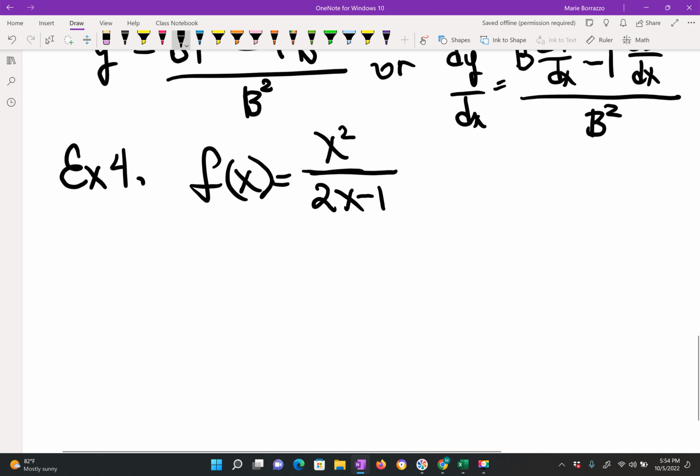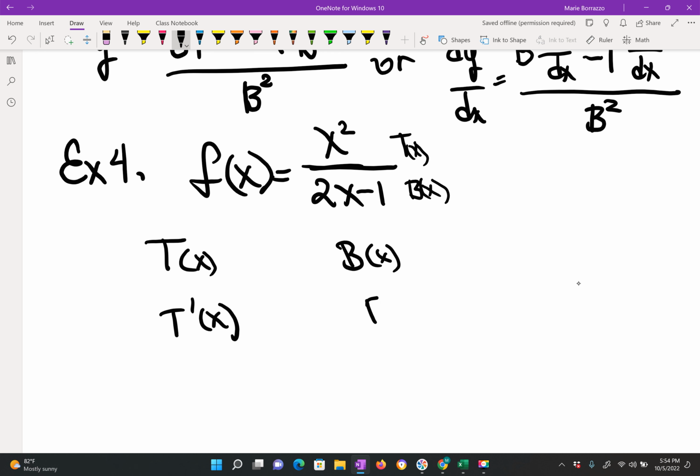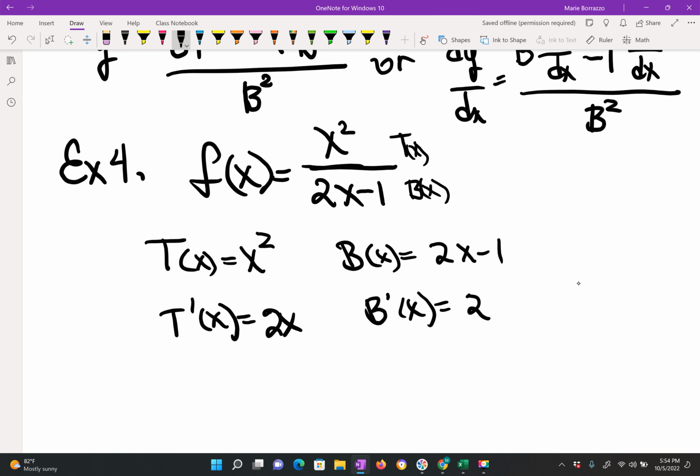All right, so following this rule, remember this is your t and this is your b, so this is t of x, this is b of x. Again, I like to follow this rule where if I'm looking at this as t of x, then the first derivative goes right below it. Same thing with b of x, its first derivative right below it. And so if t of x is x squared, then its first derivative is simply 2x. B of x is simply 2x minus 1. Its derivative is simply 2. Okay?